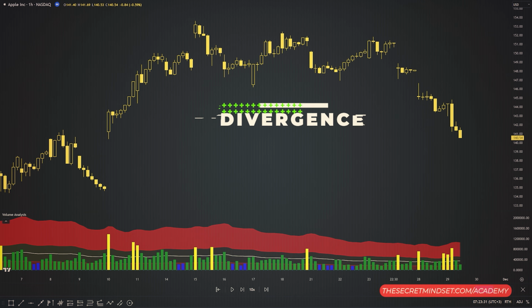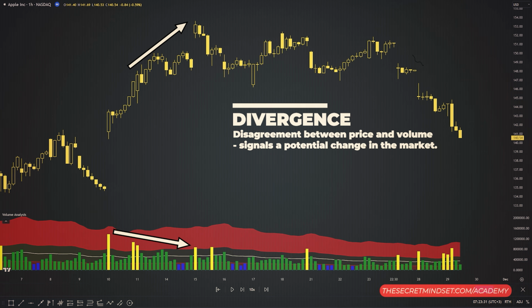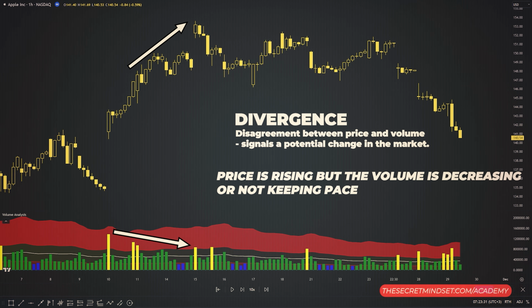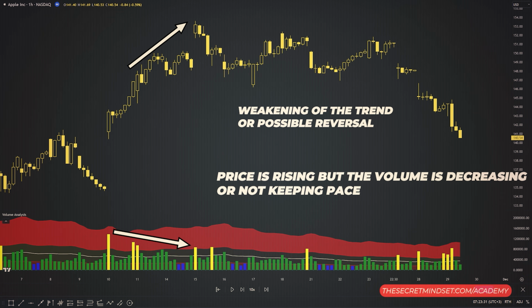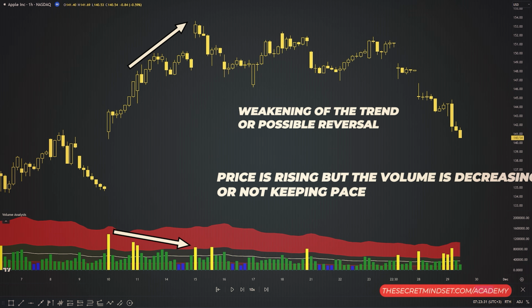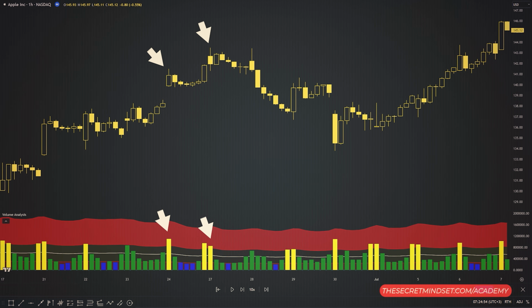On the other hand, if there is a disagreement between price and volume, it signals a potential change in the market. So if the price is rising, but the volume is decreasing or not keeping pace, it may indicate a weakening of the trend and a possible reversal in the near future. Validation and divergence are the key concepts in VSA.